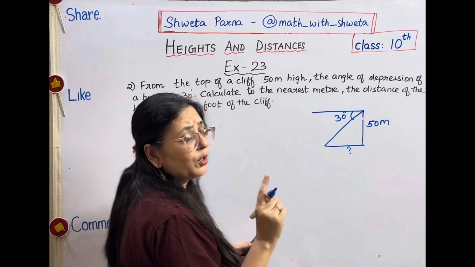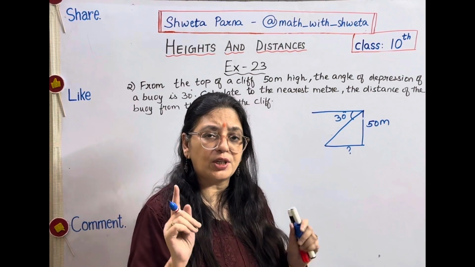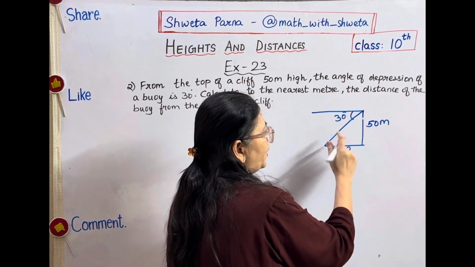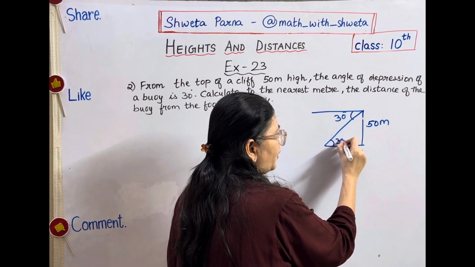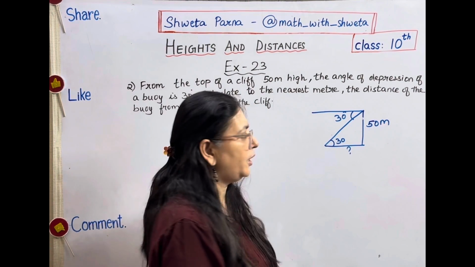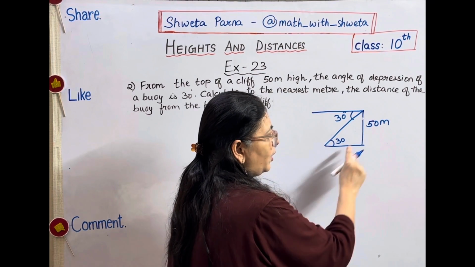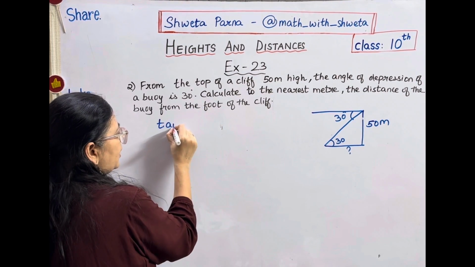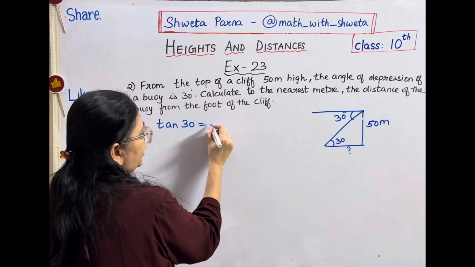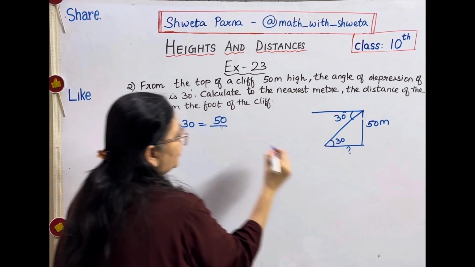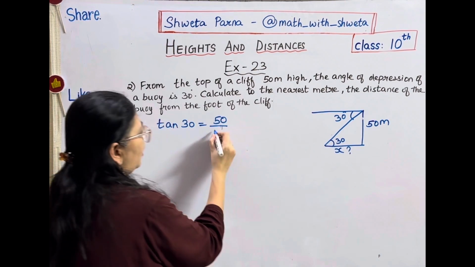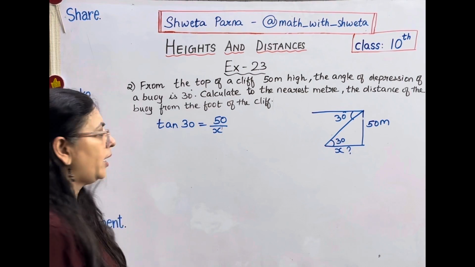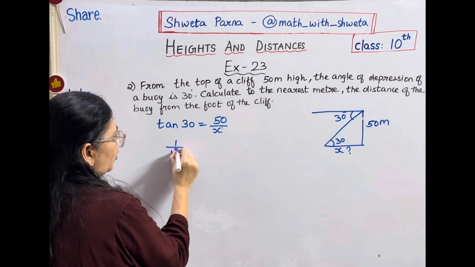Now what is the rule? What is the relationship between angle of depression and elevation? Angle of depression is equal to angle of elevation. So this will become 30 degree. Now opposite is given to you. You have to find adjacent. So what will you do? You will find tan 30. Tan 30 is 50 upon, let this be x, upon x. Okay, the value of tan 30 is 1 upon root 3.